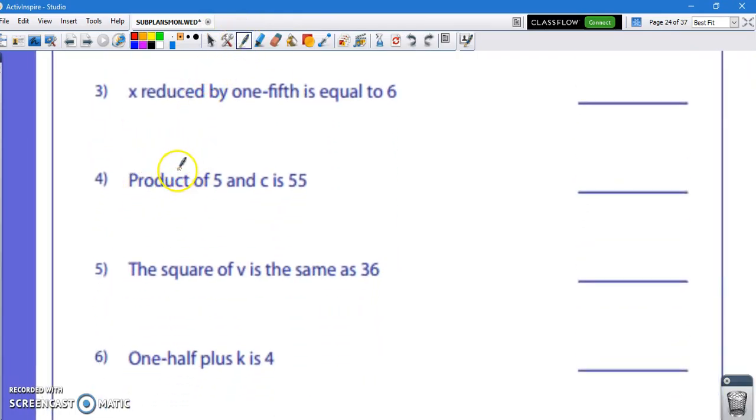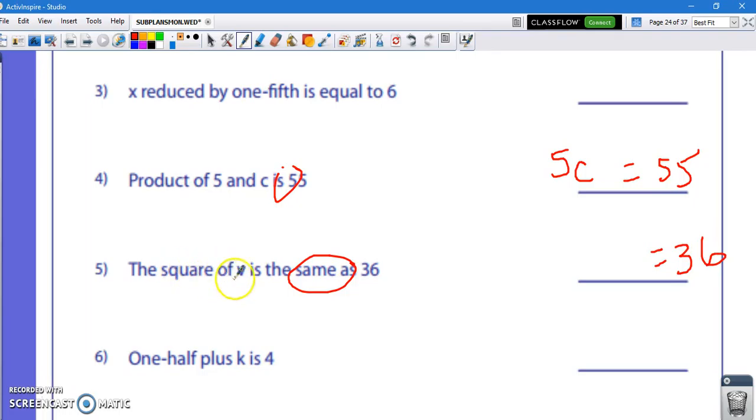Number 4, product means multiply. Product of 5 and c is 55. Product of 5 and c, so you know that means multiply. The square of v is the same as, "is" means equal, 36. It's the square of v, so it's basically v squared. 1/2 plus k is 4. 1/2 plus k.